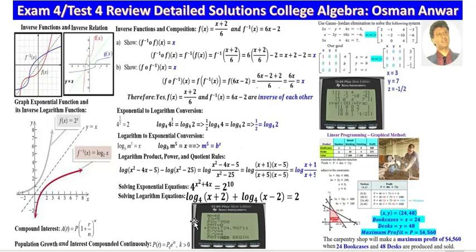Then we're going to use TI-84 Plus Finance TVM solver to solve the applications with technology using TVM solver.